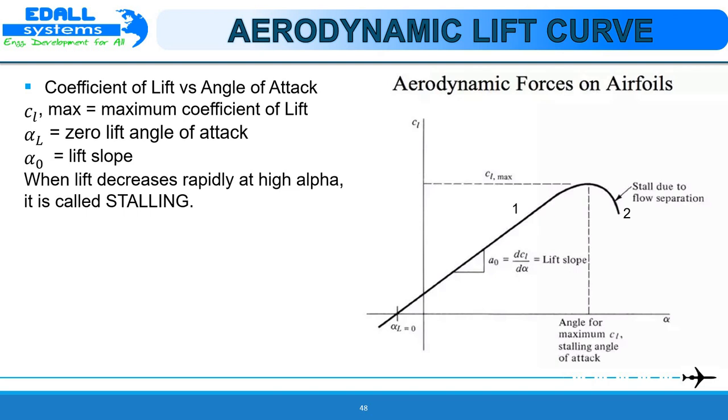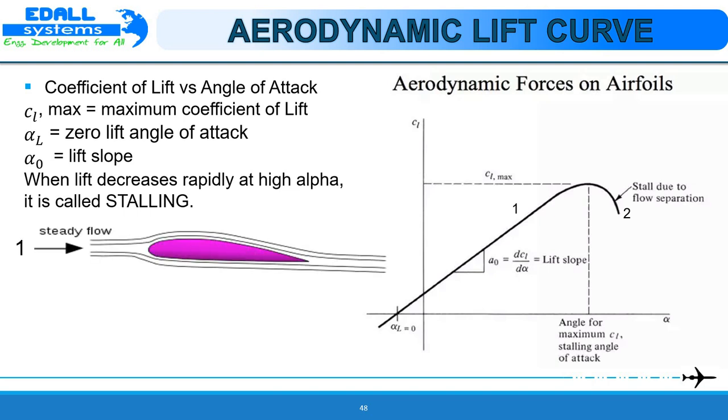For large values of alpha, the linearity of the lift curve breaks down. As alpha increases beyond a certain value, the CL peaks at some maximum value called CL max and then drops precipitously as the angle of attack is further increased. In this situation, where lift is rapidly decreasing at high angle of attack, the airfoil is stalled. The phenomenon of airfoil stall is of critical importance in airplane design. It is caused by flow separation on the upper surface of the airfoil.